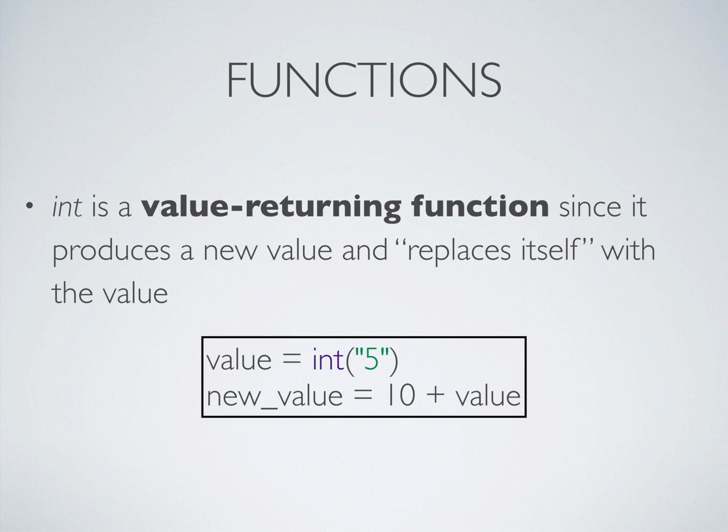Looking at the built-in functions that we've already been using, an example of a value returning function is int. Int is a function that you can give a value, like a string, for example, and it will convert that string into an integer. So it's making a new value, an integer. And this idea of replacing itself with a value: if I look at this code, value equals int of string 5, let's go ahead and rewrite that over here.